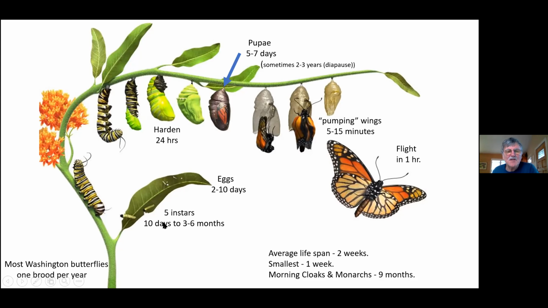And here's an indication of the time. You can come back and look at these. I don't have time to go through the details, but average lifespan is about 2 weeks. But mourning cloaks and monarchs, as you probably know, have much longer life cycles.